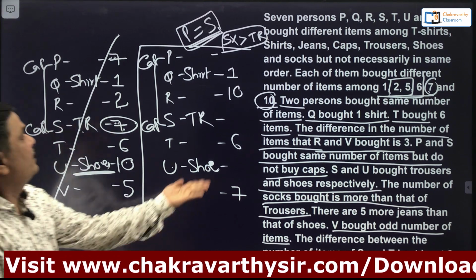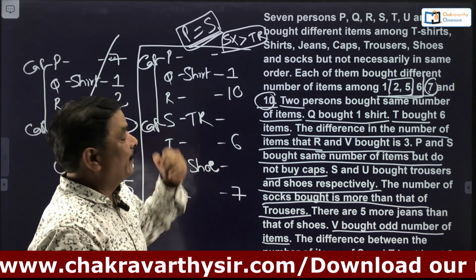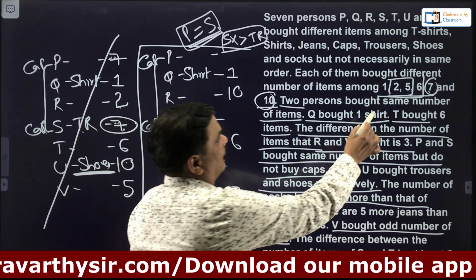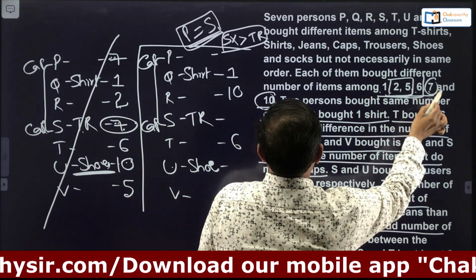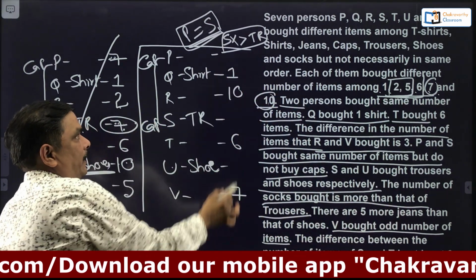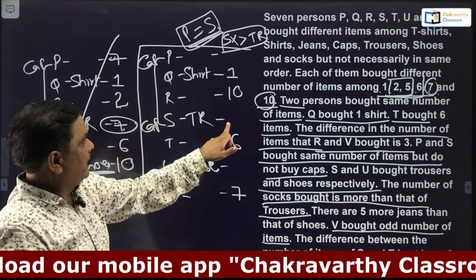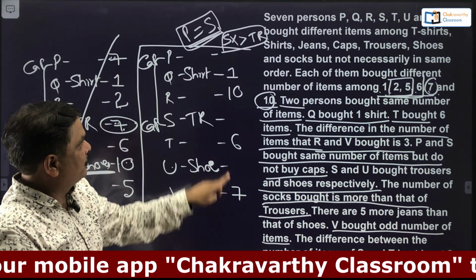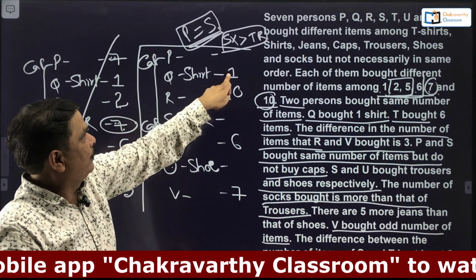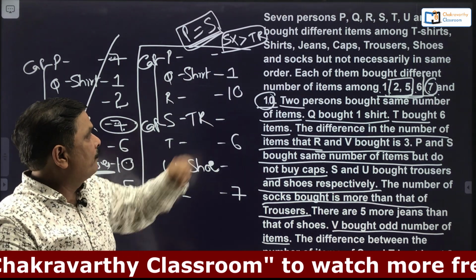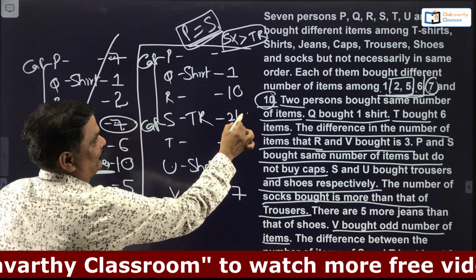What shall I give? Which number should be given to trousers? Very simple students. Here the remaining numbers are 2 and 5, because 1, 6, 7, 10 are accommodated. So I cannot keep any of these numbers here or here, because if 1 is here, again 1, total 3 ones will be there. That is so with other numbers. Here 2 or 5. Either 2 or 5.